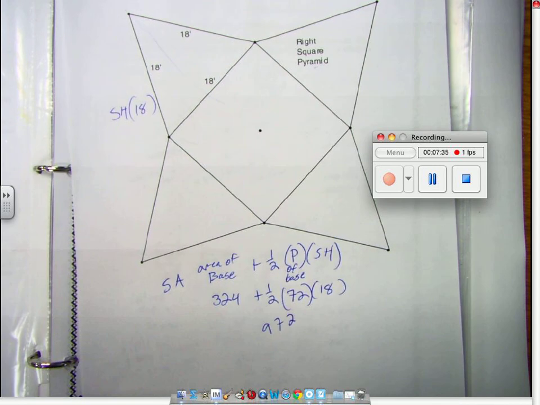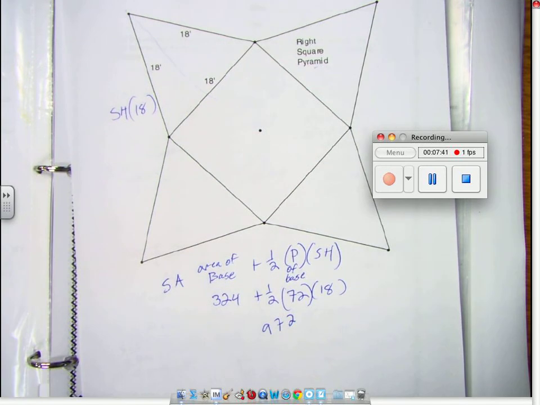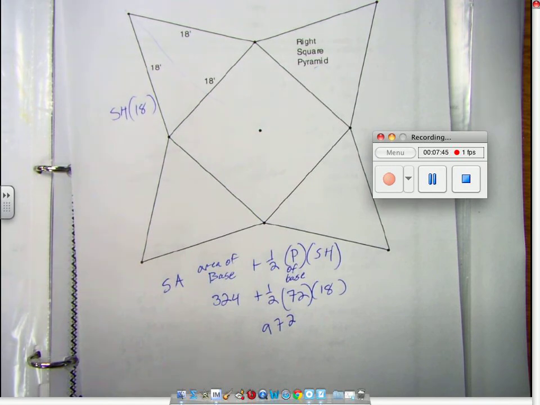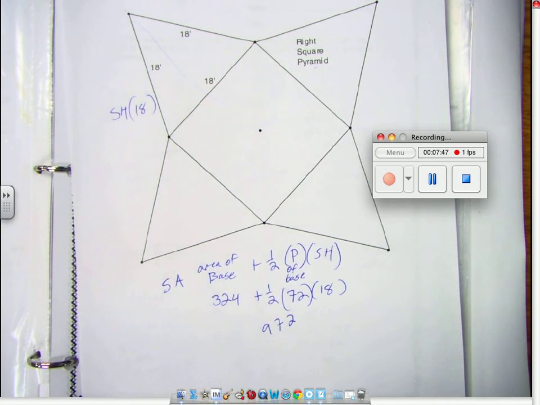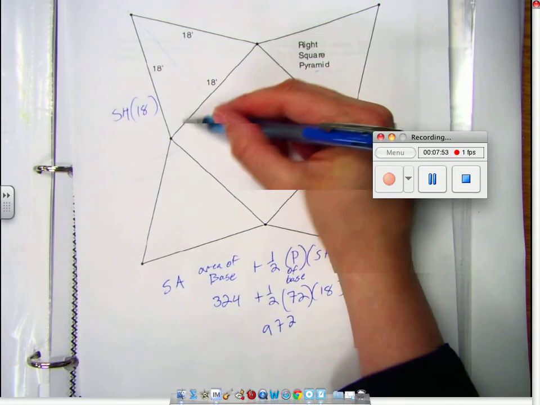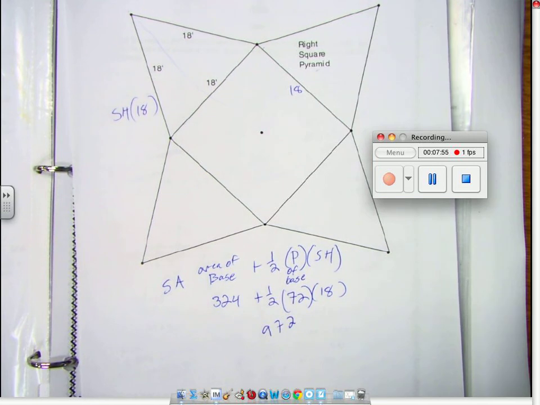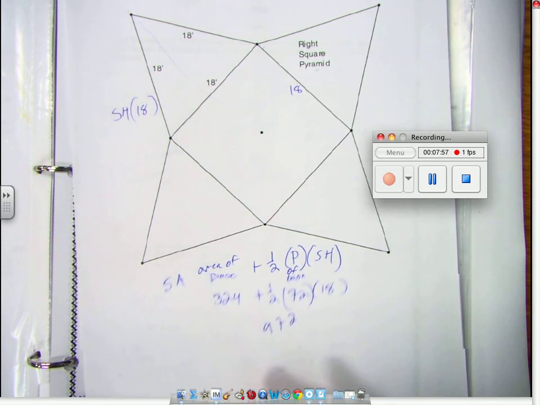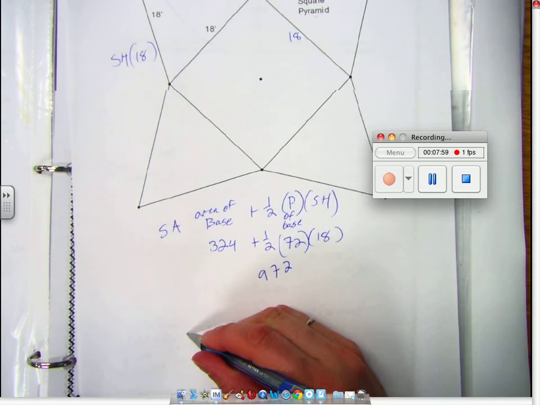So who is the closest? Who did I say group 6 was? Who had the slant height being 954? Yep, you guys were the closest. It's 972. So how you get 324? 18 times 18. Right, because this is 18. This is 18. Okay. All right, let's figure out the volume.